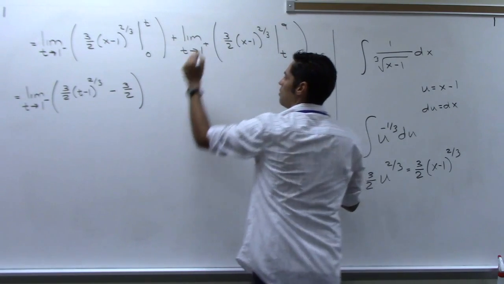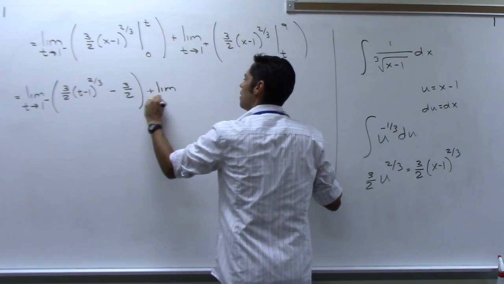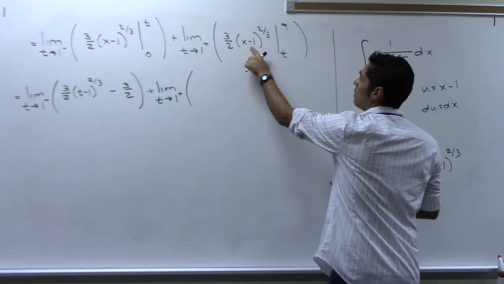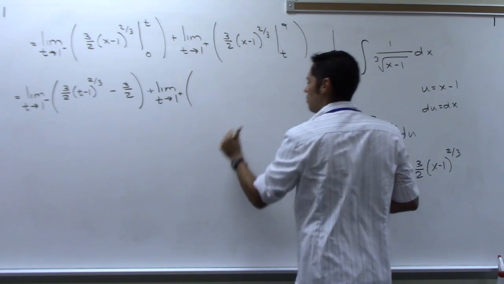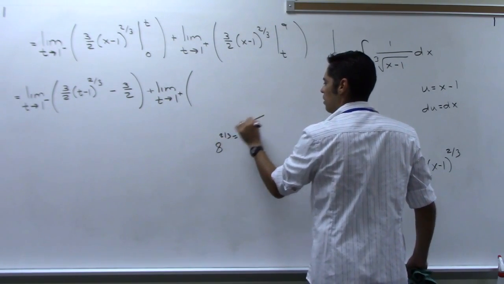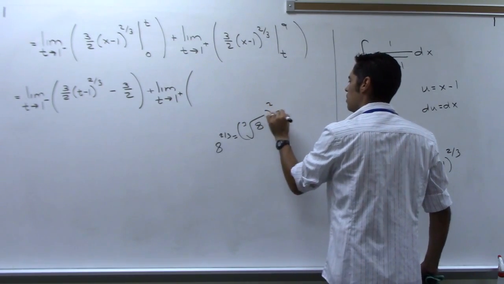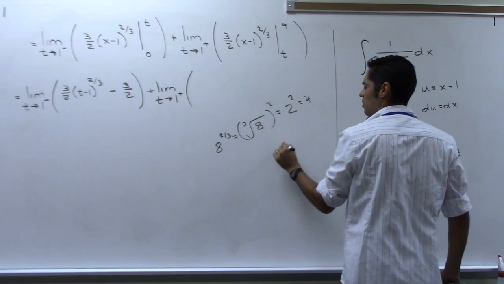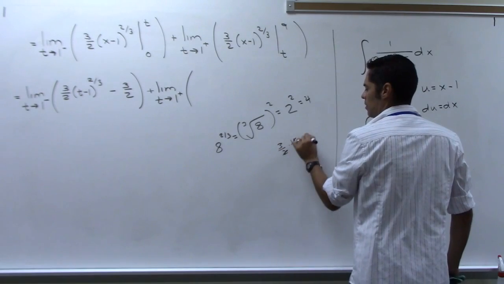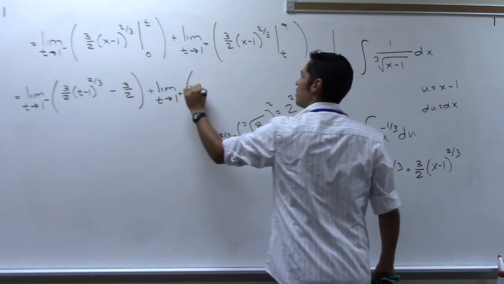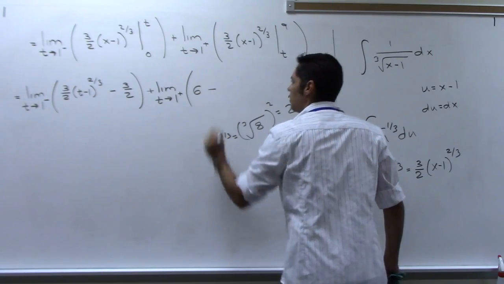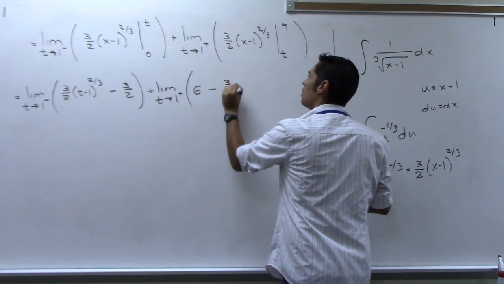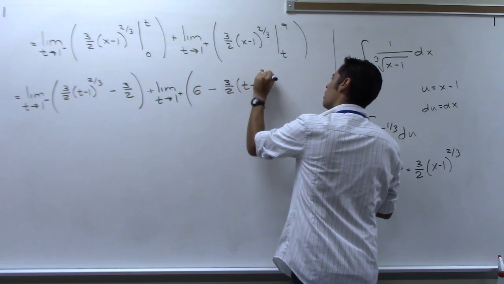Then this one, limit t approaches 1 from the right of, again, now I'm going to plug in two things. So let's try 9. 9 minus 1 is 8. 8 to the 2/3 is the cube root of 8 squared, which is 2 squared, which is 4. And then I multiply times 3 halves. So 3 halves times 4, let's get 6. So when I plug in 9, I get 6. And then minus, now I plug in t. When I plug in t, I get 3 halves, t minus 1 to the 2/3.